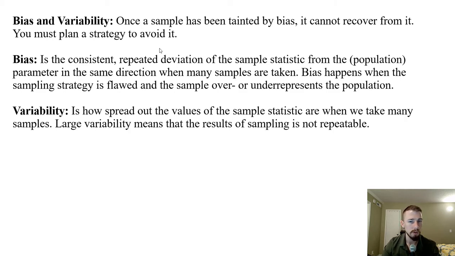All right, so bias happens when the sampling strategy is flawed and the sample over or under represents the population, which is wonderful. We don't want bias. All right, variability is how spread out the values are from sample statistics. So if we do a sample, and we do another sample, how much variation do we have from sample to sample? Large variability means that the results of sampling are not repeatable. So hopefully if we did the survey multiple times, we would get very similar values. How far spread out that is, that's called the variability.